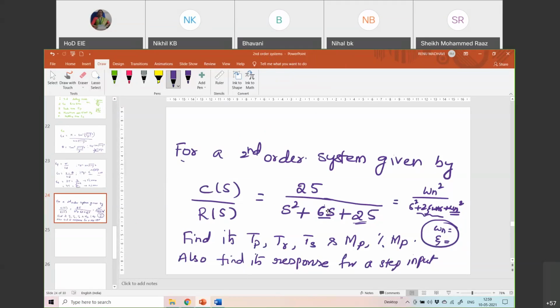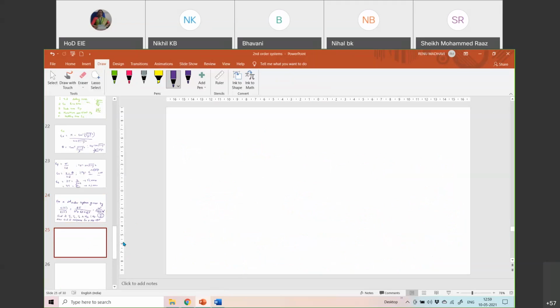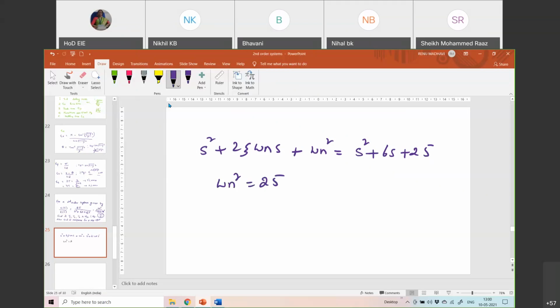Looking at the transfer function, you know that it is of the form ωn²/(s² + 6s + ωn²). So compare it with the standard form and try to get the values of ωn and ζ. Let me know what values of ωn and ζ you have got, comparing s² + 2ζωn s + ωn² with s² + 6s + 25. Mapping it, we get ωn² is 25.